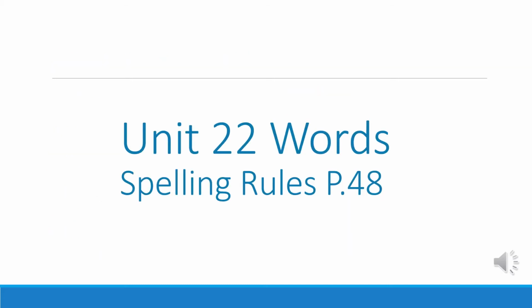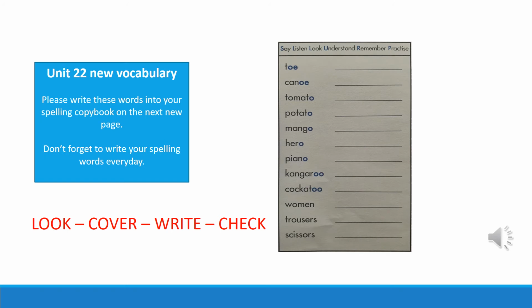Now that we're done with our spelling test, it's time to move on and look at our Unit 22 spelling words. Please open your spelling rules book to page 48. Before I start explaining our new words, I would like to remind you that you need to copy these words into your spelling copybook on the next new page. Don't forget to write your spelling words every day. And also, while writing these words, don't forget to look at the word, cover the word, write the word, then check your spelling to see if it's correct.